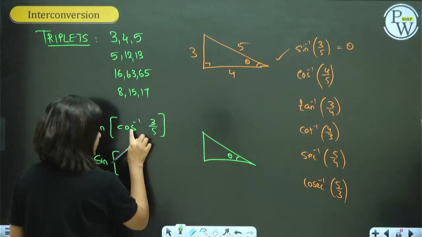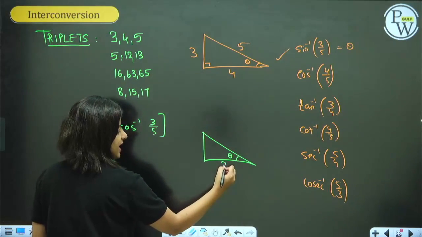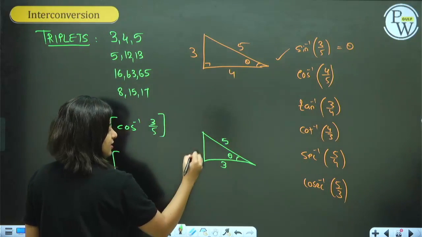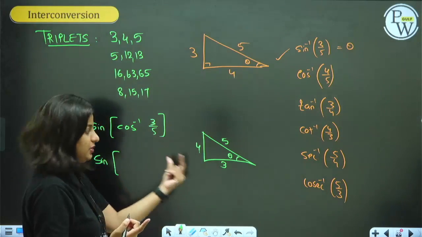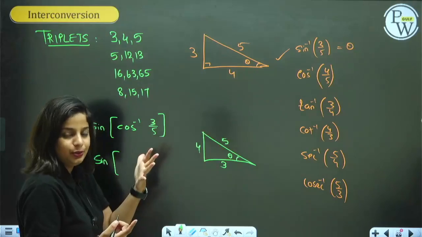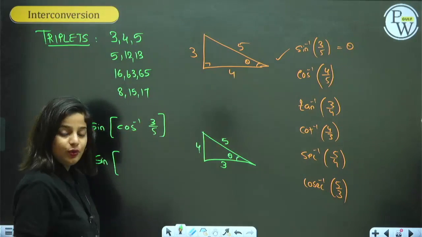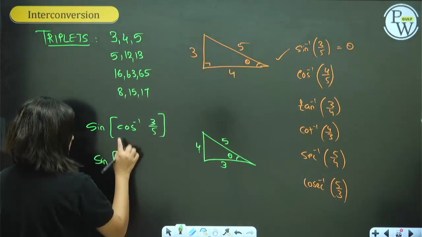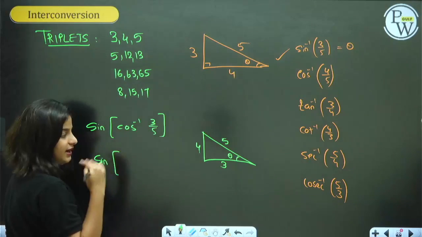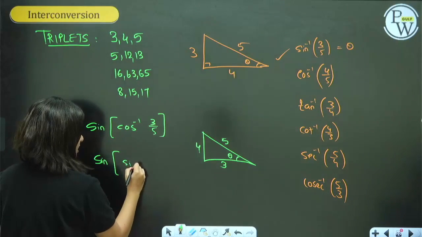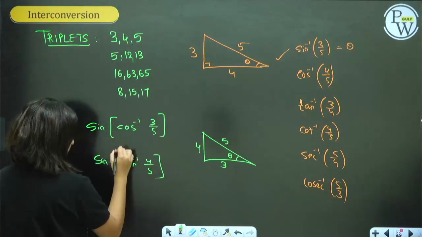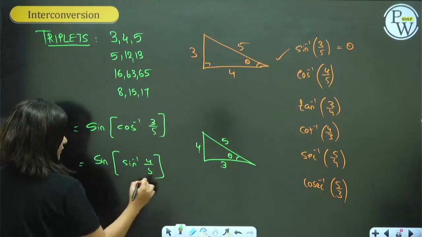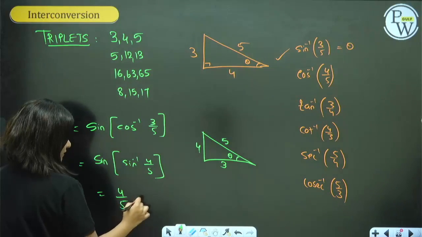Cos is 3 by 5. That means adjacent 3, hypotenuse 5. Opposite will be automatically 4. Cos is adjacent upon hypotenuse. Adjacent 3, hypotenuse 5, opposite will be 4. In this triangle, I don't want cos, I want sine. So from this triangle, sine inverse of opposite upon adjacent. And now sine inverse will go off and we'll get the answer to be equal to 4 by 5.